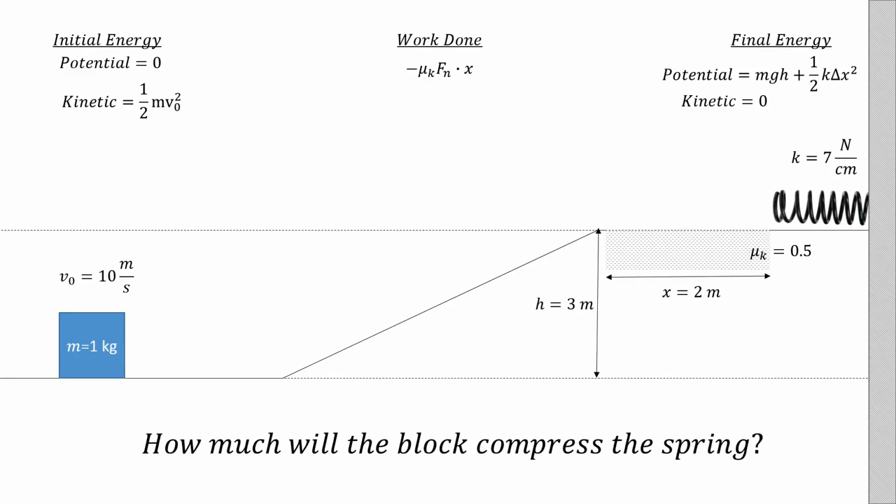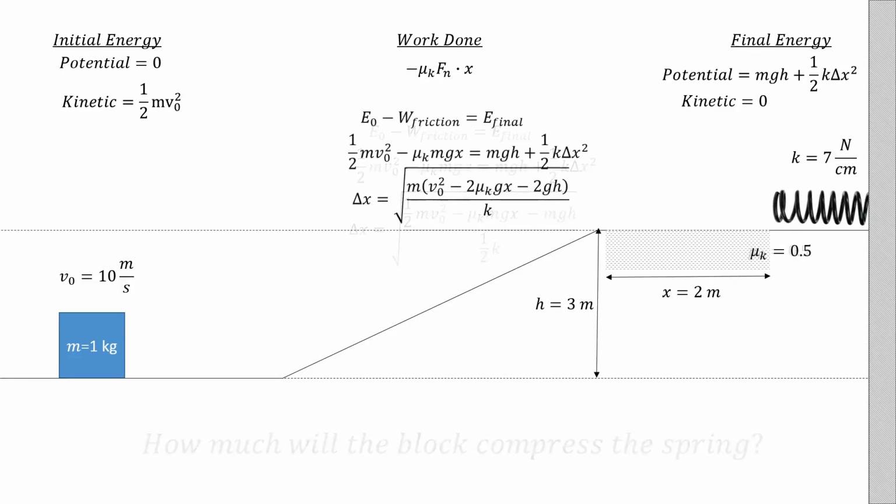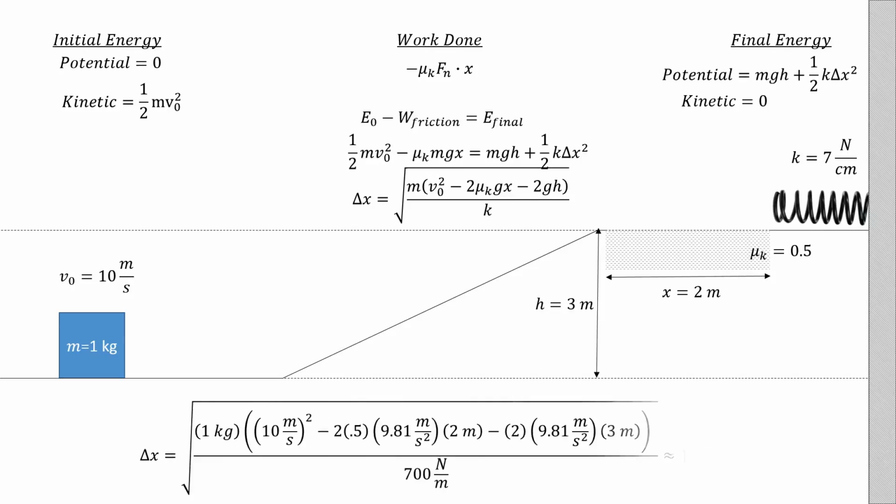Conservation of energy tells us the energy the system starts with, less the work done by friction, will be equal to the energy we end with. So we plug in our terms for initial energy, work done, and final energy, and solve this equation for the compression of the spring. Plugging in the numbers and making sure all of our units are consistent, we find that the compression of the spring will be about 17.5 centimeters.